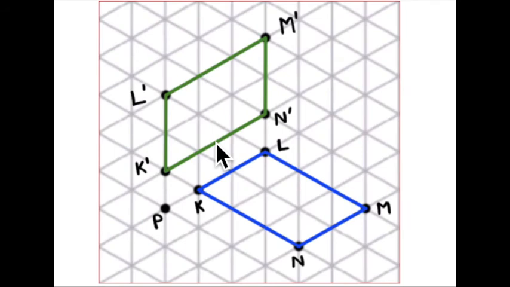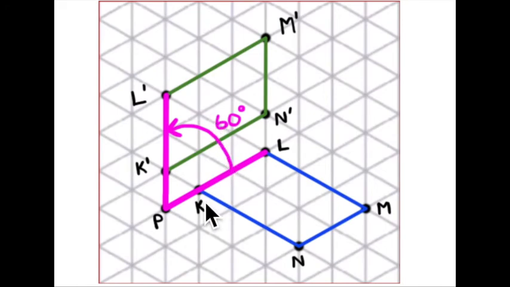All right, so 60 degrees. We're going to use isometric grid paper to show 60-degree rotations. And so the blue image right here is going to rotate 60 degrees to the green image. And it's pretty easy to see point K going to point K prime.